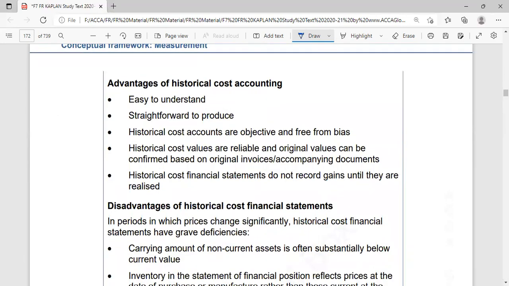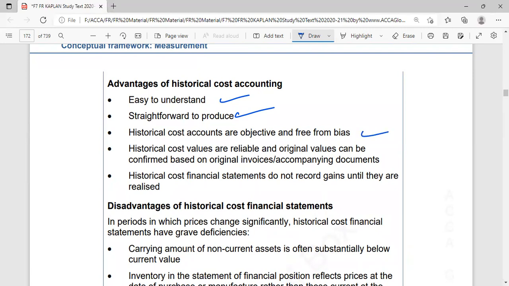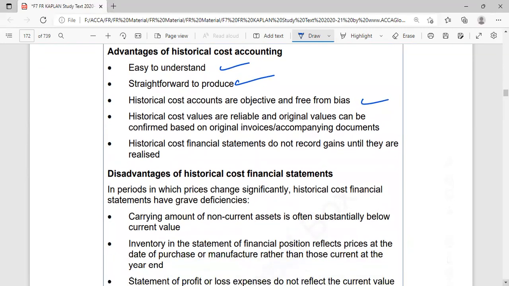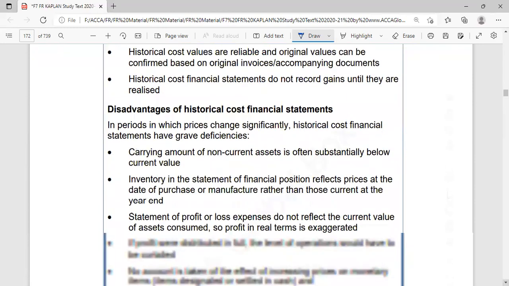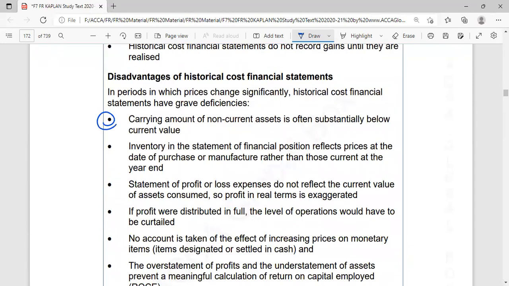So, what are the advantages? Easy to understand, it's straightforward to produce, and historical cost accounts are most objective and free from bias. So these are the advantages. Coming to disadvantages, the carrying amount of a non-current asset is often substantially below the current one.